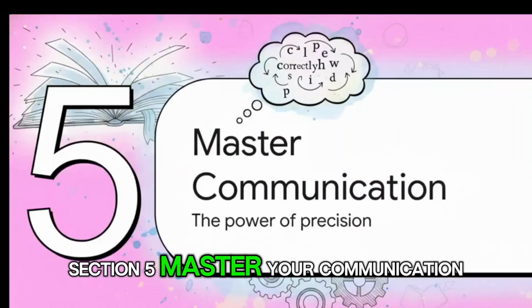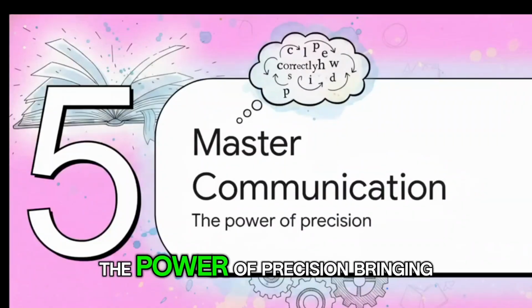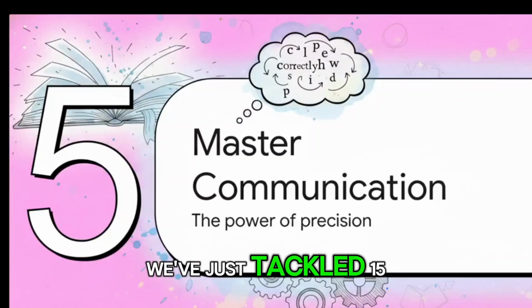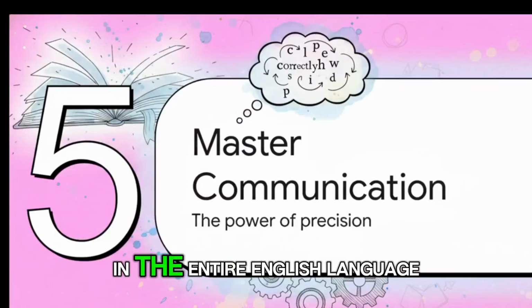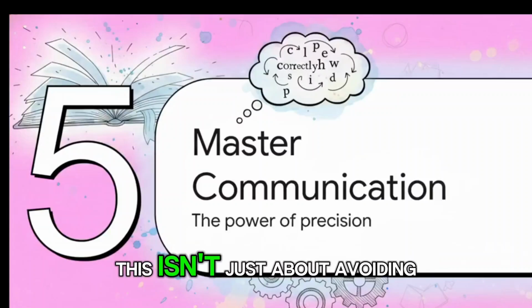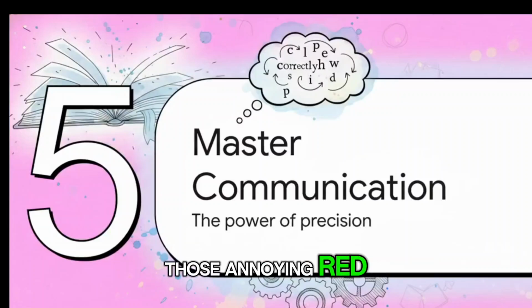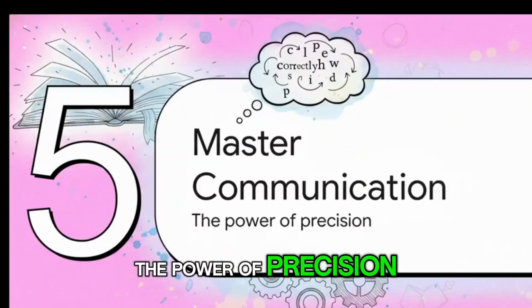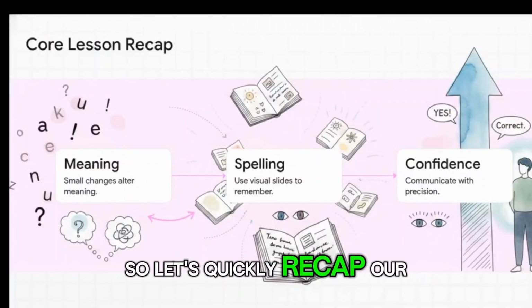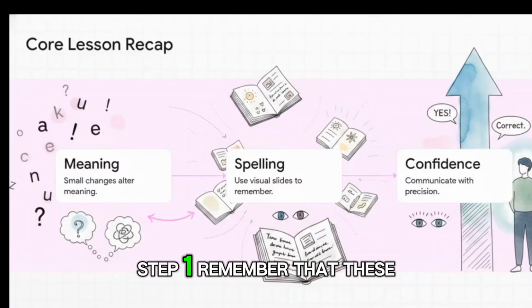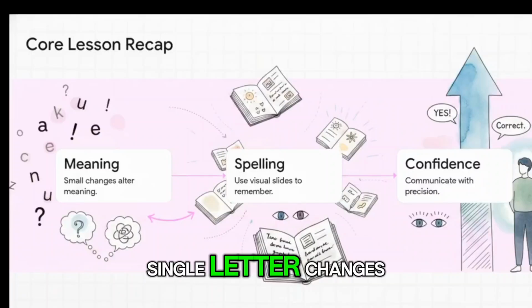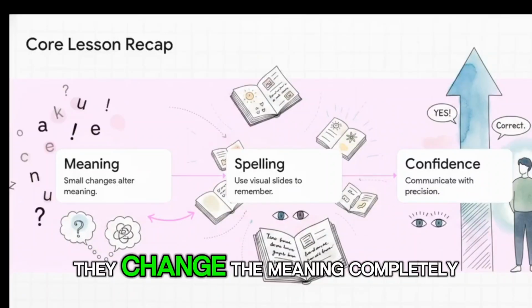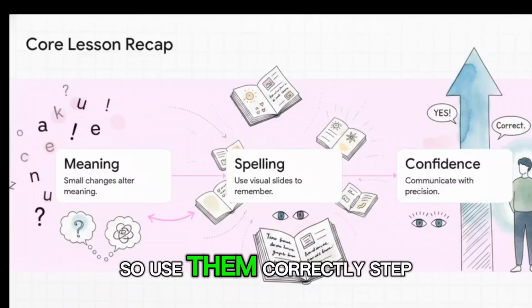Section 5, Master Your Communication, the power of precision. Bringing this all together, we've just tackled 15 of the trickiest word pairs in the entire English language. This isn't just about avoiding those annoying red squiggly lines in your documents. It's really about the power of precision. So let's quickly recap our core lesson. Step 1, remember that these tiny, single-letter changes hold the power to completely alter your intended message. They change the meaning completely, so use them correctly.